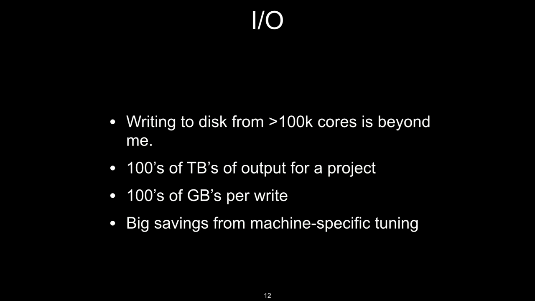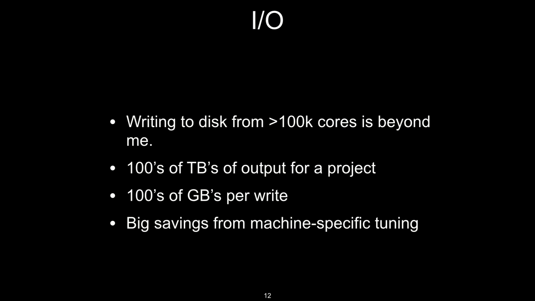And then there's I/O. Writing to disk from 100,000 cores or more is a pretty complex thing. I wouldn't know how to do that efficiently. I'm sure if I tried it, it would be bad. It would take a lot more time than it should. And our projects that we're dealing with in astrophysics are typically hundreds of terabytes of total output for a given project, and sometimes hundreds of gigabytes per file that's being written to disk. Right, so this is a complex problem.